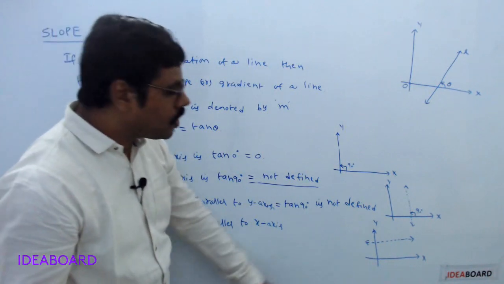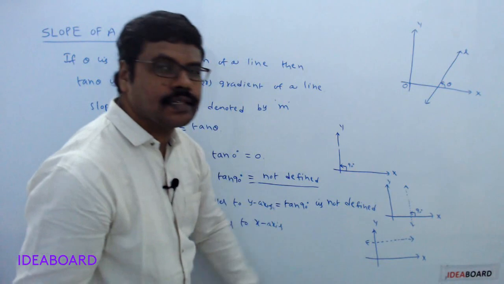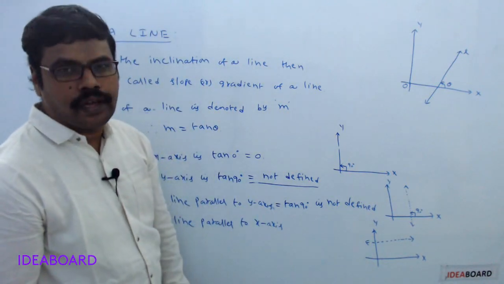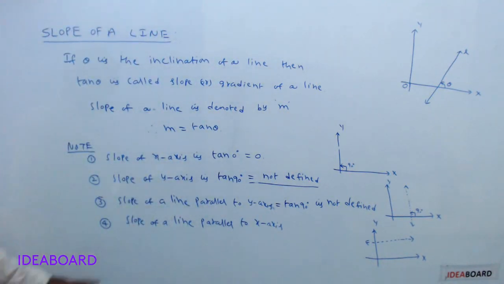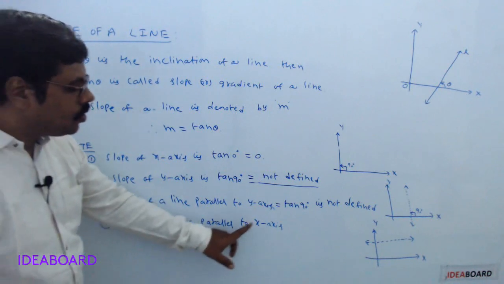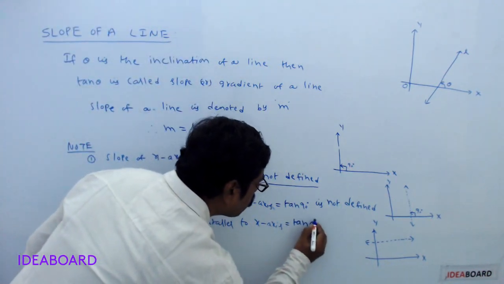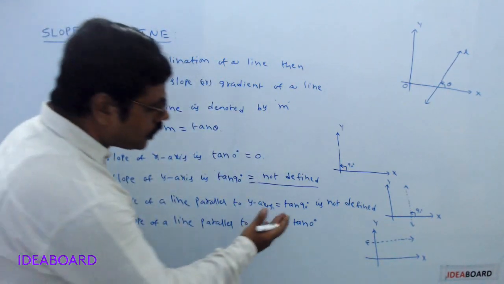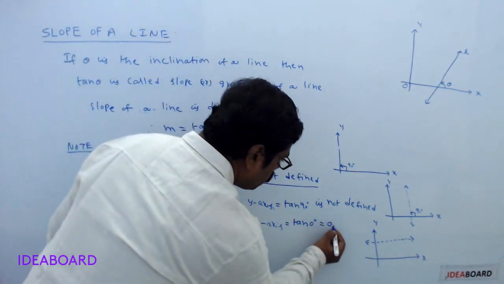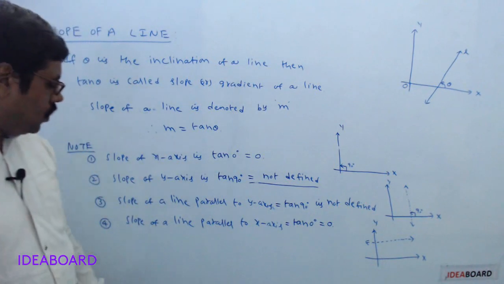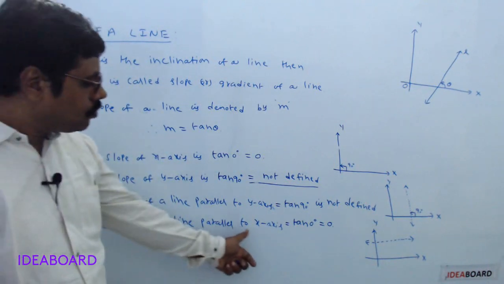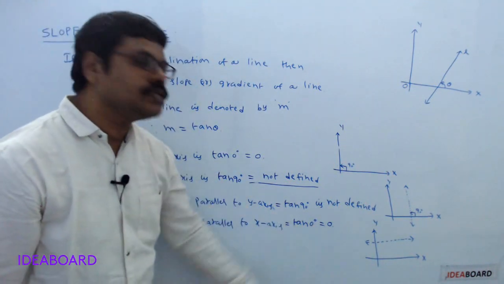Therefore slope of a line parallel to x-axis is tan 0 degrees. What is the required point? Slope of a line parallel to x-axis equals tan 0 degrees. What is the value of tan 0 degrees? 0. So therefore slope of a line parallel to x-axis is 0.